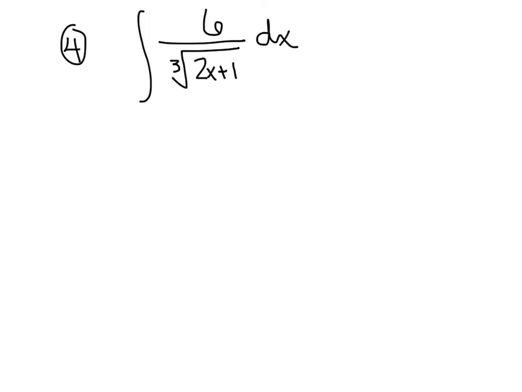Number 4, let's integrate. I've got a 6 in the numerator, and I've got radical 2x plus 1. You know what we should do? Let's make that a cubed root just to spice it up a little bit, shall we? Okay, so who's your inner function? My inner function is the quantity 2x plus 1. We're going to differentiate with respect to x. And again, solve for dx right there.